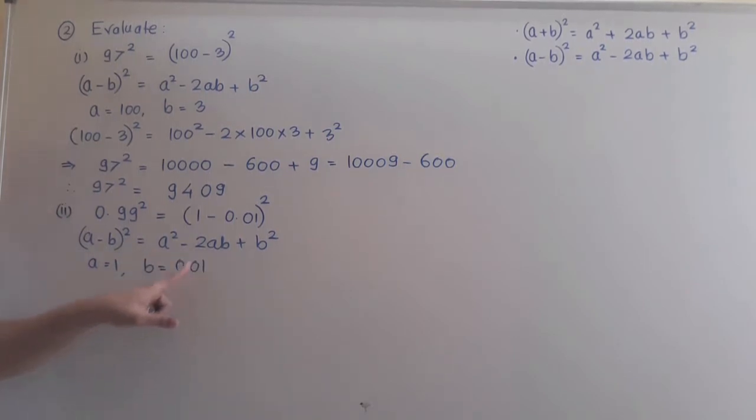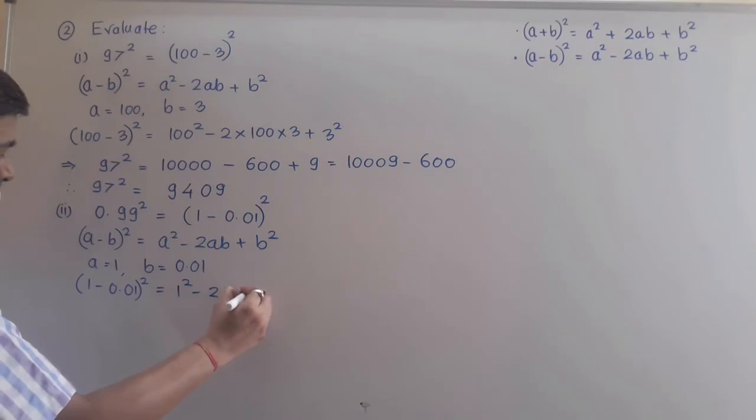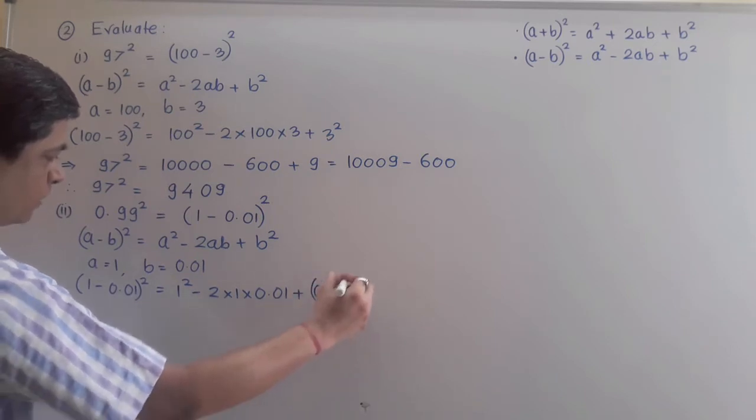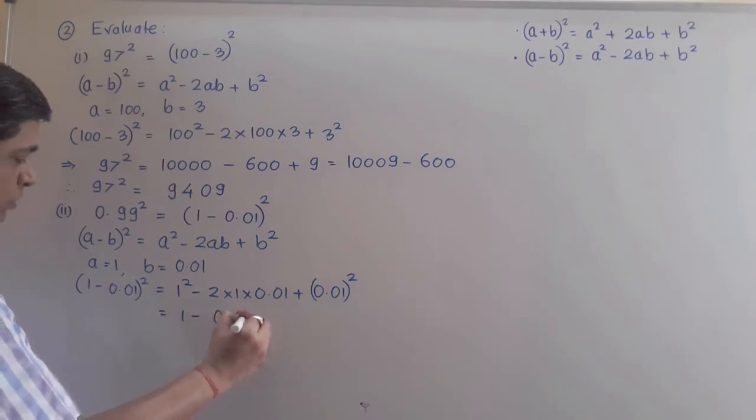Don't put up the minus sign, because the minus sign is coming here as well as here. If a minus sign comes on any one of the terms, then the value of b will be negative. Okay, now put up the values of a and b in the formula. So (1 minus 0.01) whole power 2 is equal to, okay, again the value of a, 1 square, minus 2 into 1 into 0.01, plus 0.01 whole power 2. Okay, let us simplify. Now the square of 1 will be 1. 2 into 1, that is 2, and 2 if I multiply by 0.01, that will be minus 0.02.